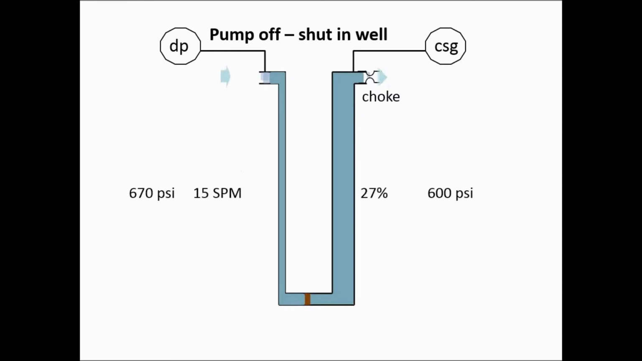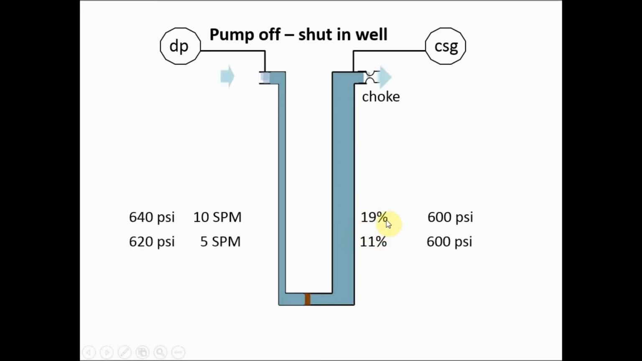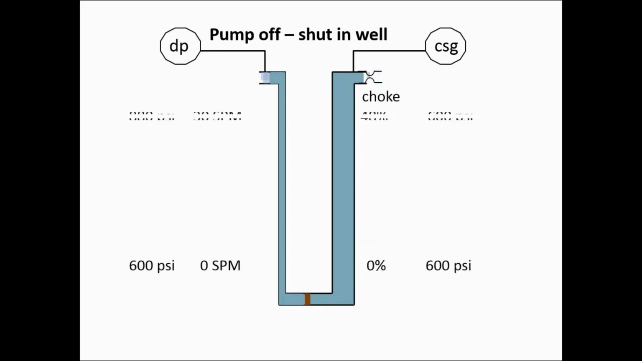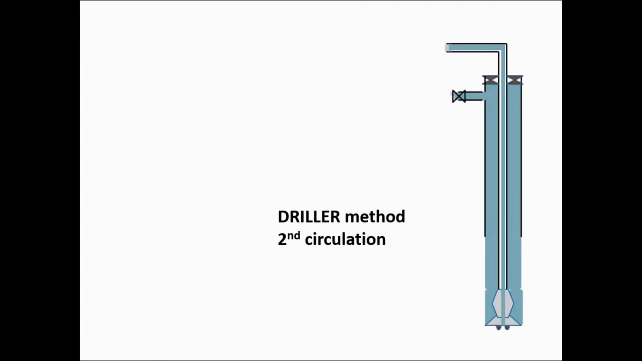We decrease the SPM and at the same time close the choke gradually. We see that during this process we maintain casing pressure constant. Now we will start the second circulation.